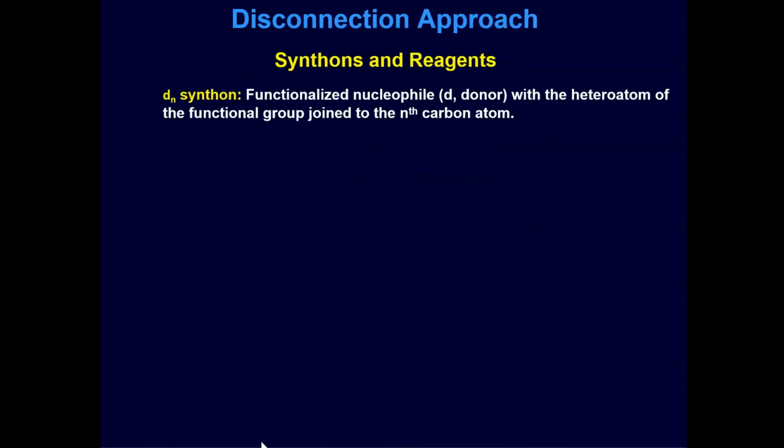We can give a few examples for donor synthons. As I said, it is a functionalized nucleophile. CN minus is a nucleophile. It can act as a functional group. This can act as a donor synthon, or CH2CHO minus. This is an electron-rich carbon. That's why it is a donor synthon.